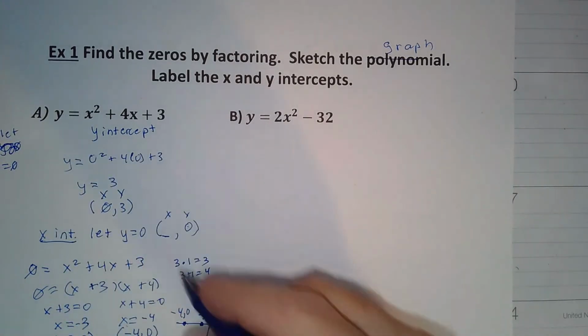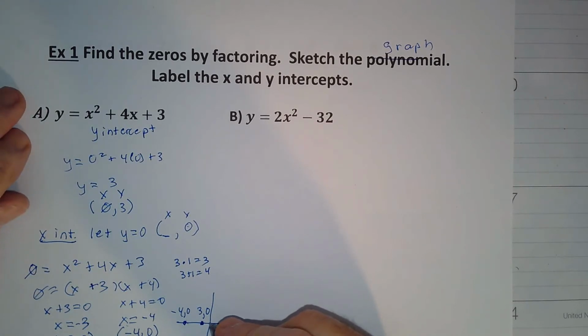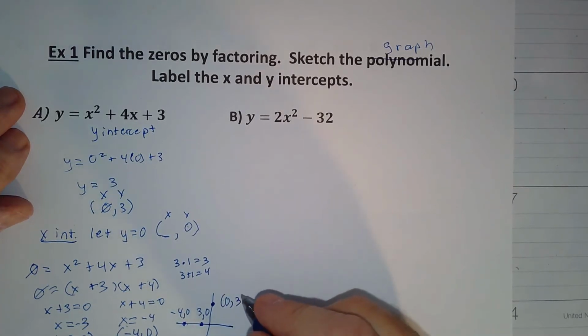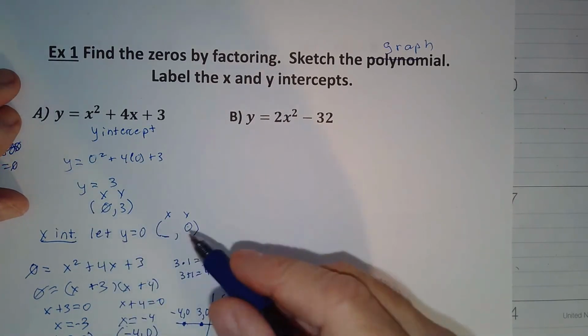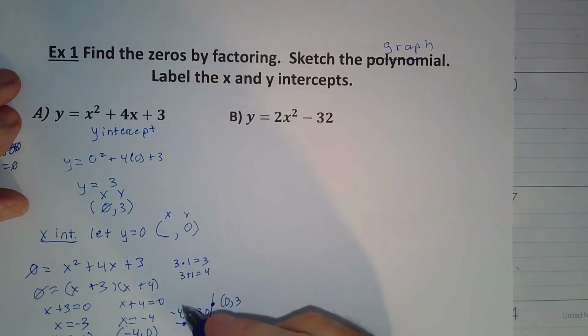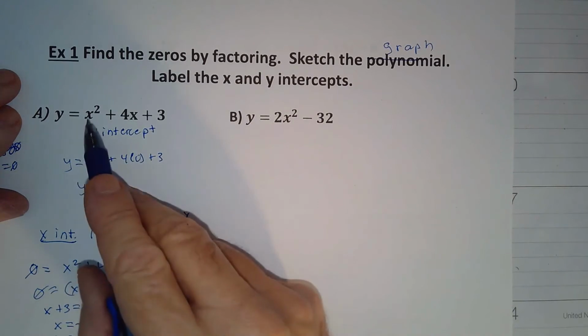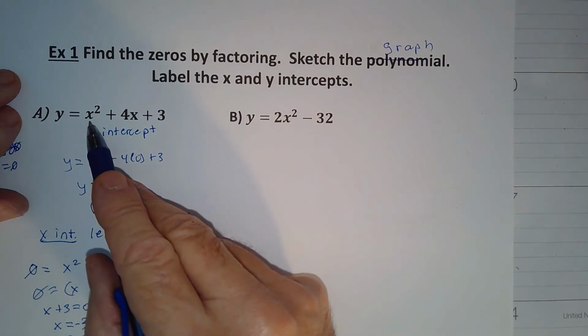And then the y-intercept was 0 and 3. So x is 0, y is 3. So that's somewhere up here. 0, 3. All right. Now, does this graph go up or down? Well, it's suggested because the y-intercept is here that it probably goes up. But how do we really tell? We look at the leading coefficient. Leading coefficient is positive. This is positive x squared.